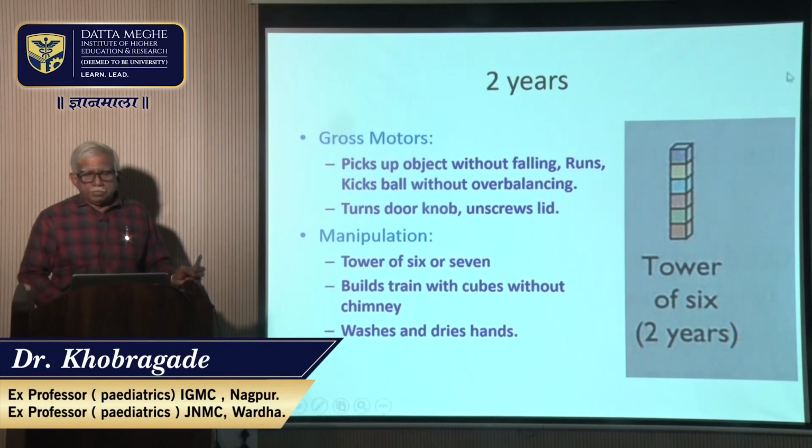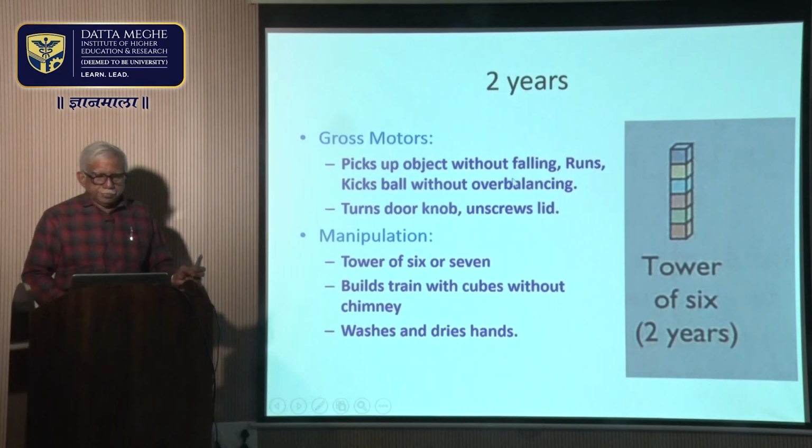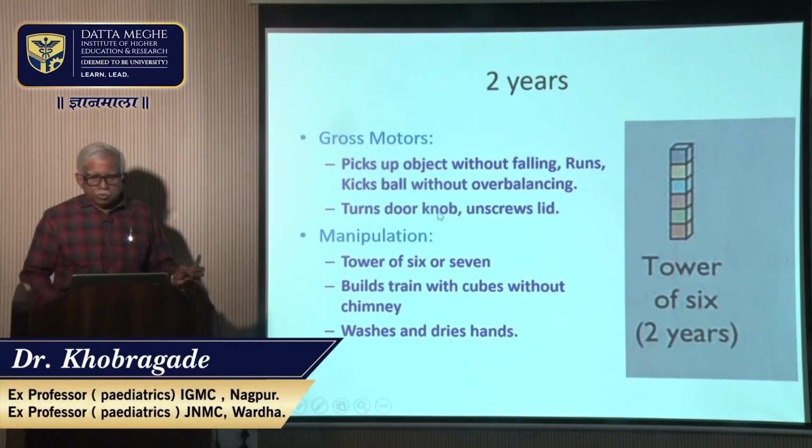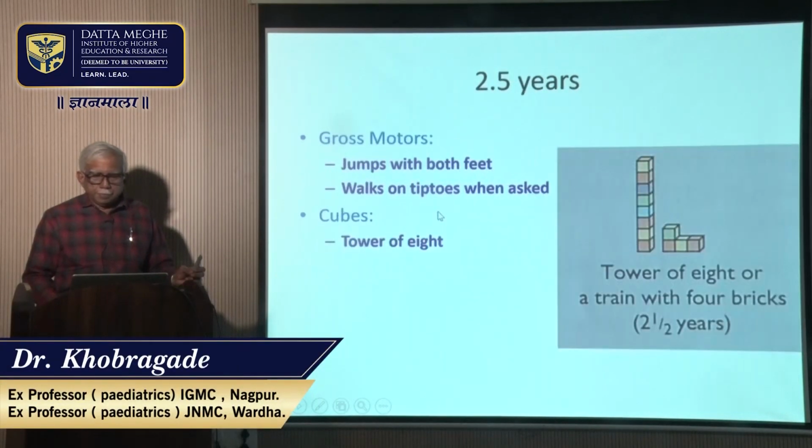At 2 years, he can build a tower of say 6 cubes, and he can build even a train, washes and dries hands. He picks up objects without falling, he can run, but there is a tendency to fall at this moment. Kicks a ball without overbalancing, turns a doorknob, unscrews lids.